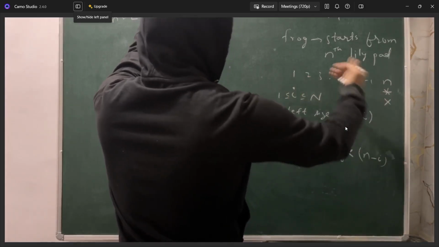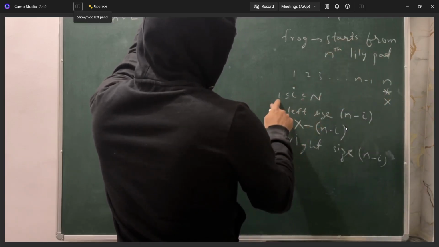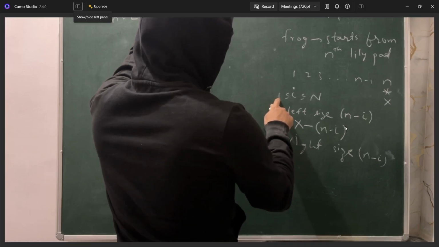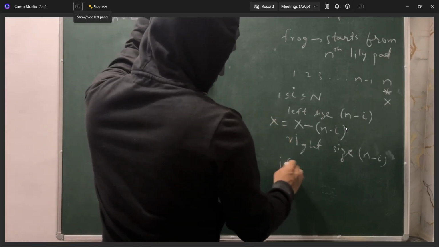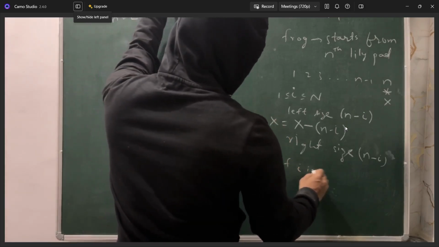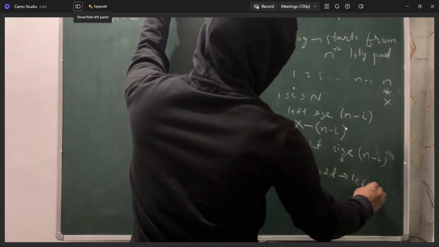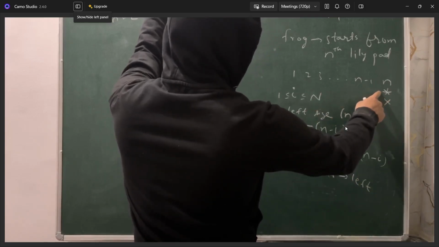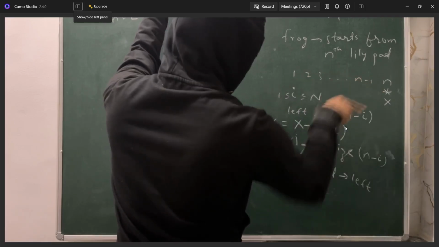So he'll be moving left, then right, left, then right. It is an alternate way. Whenever i is odd, he'll be moving to the left side. Starting at the end position when i is 1, he moves backward. When i is 2, he'll be moving right.